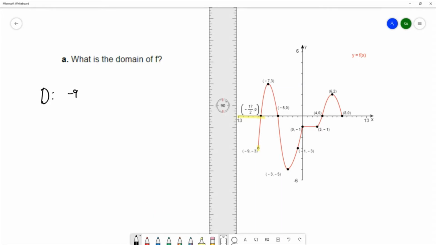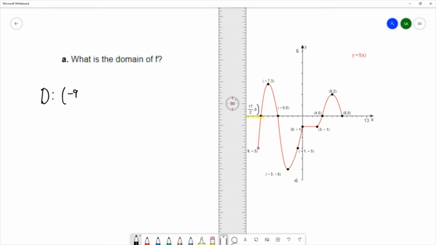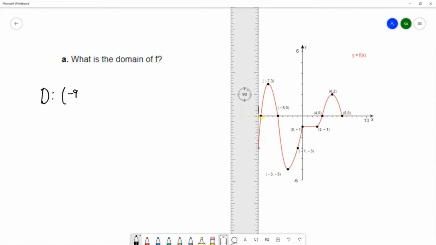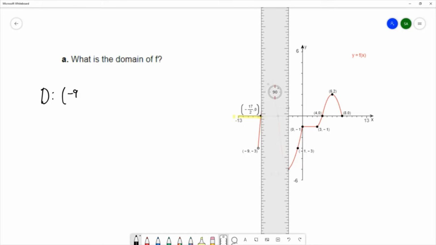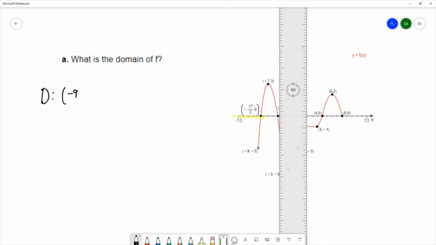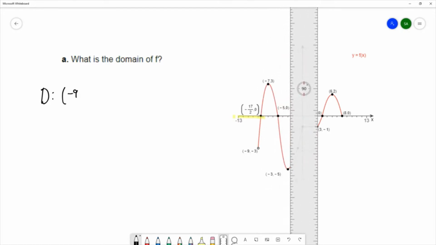But I also notice that that dot is not a filled in dot, it's an open dot, which means that -9 is not part of the domain. So I'll use a parenthesis on it. So that's the first time my ruler hits the graph. And then as I continue to move from left to right, my ruler will keep hitting the graph. It continues to hit the graph. So all of these values are part of my domain.